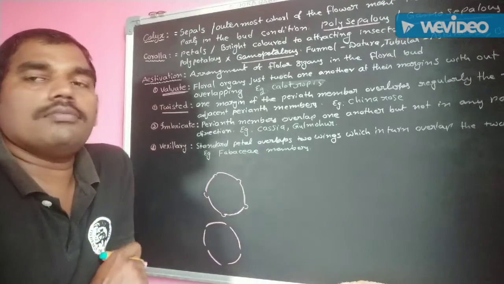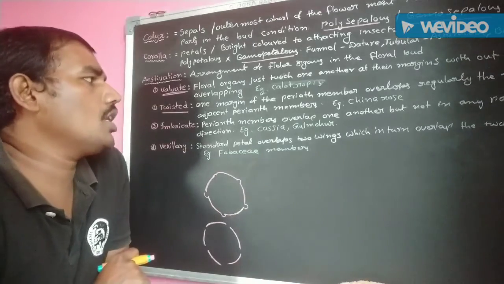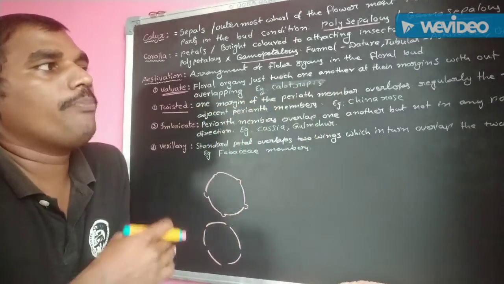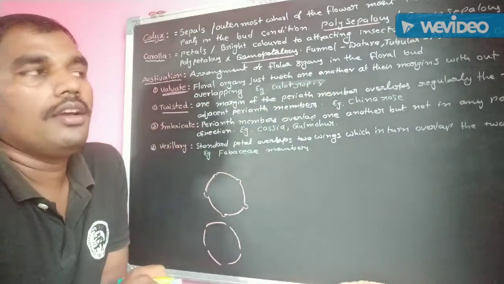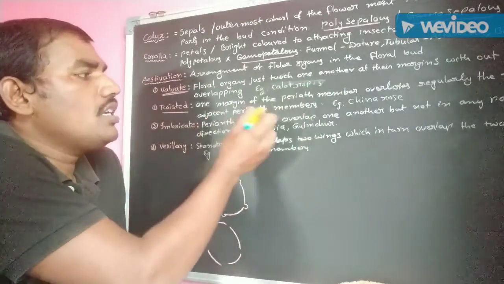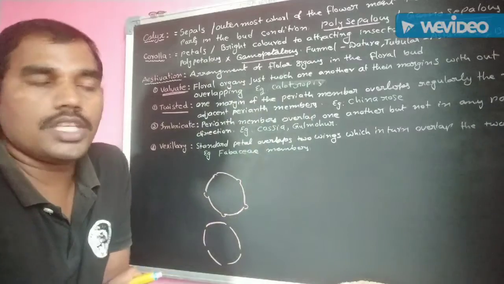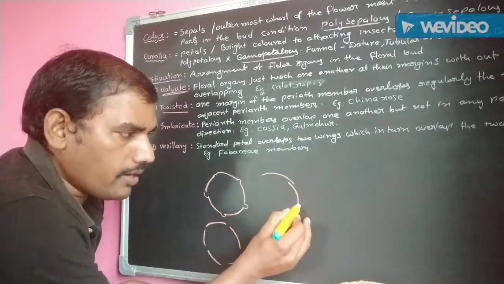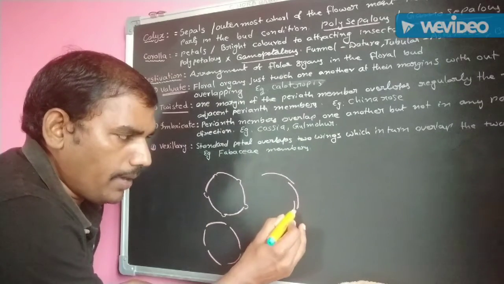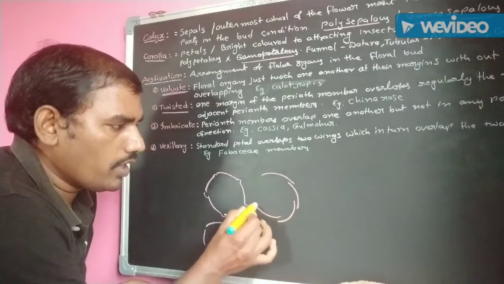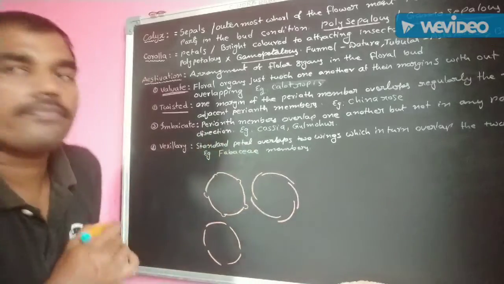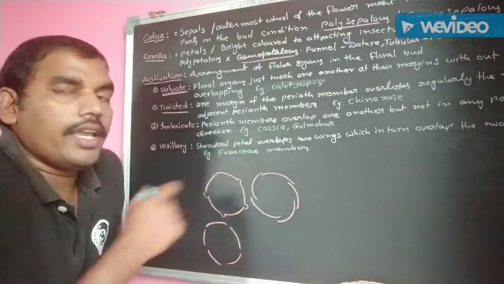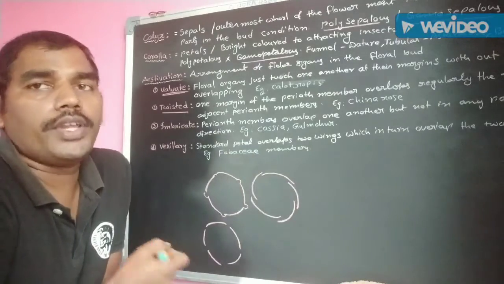Twisted aestivation. In this twisted aestivation, one margin of the perianth members overlaps regularly the margin of the other adjacent perianth members. This means one petal overlaps another, and that petal overlaps another perianth in this way. Okay, these are either poly or gamo, fused or free.